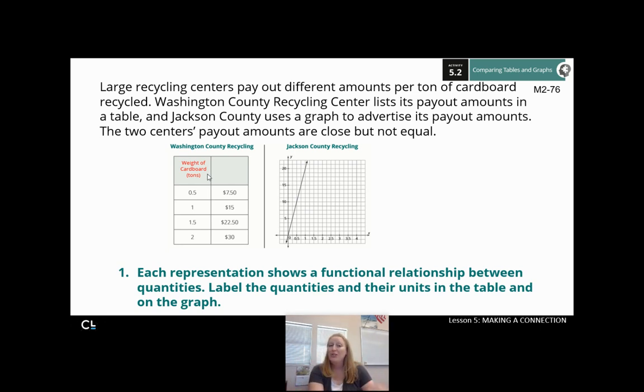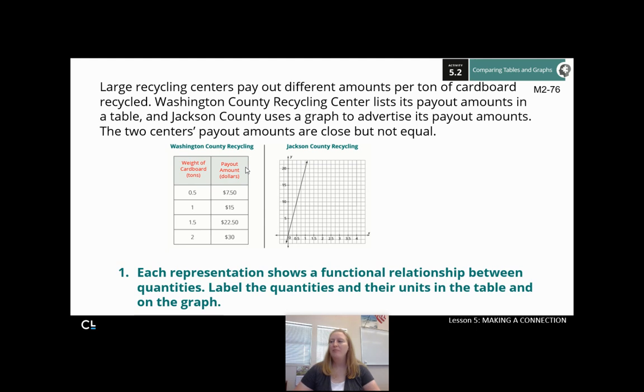That output is, of course, how much money they give me for it, right? How much are they paying me for the stuff I'm bringing in to recycle? That's my output. That's my dependent quantity. So, of course, I'm going to put that here. My payout amount, which is, of course, in dollars.